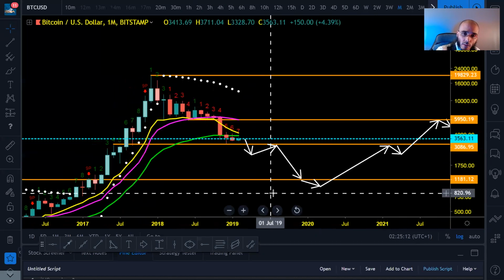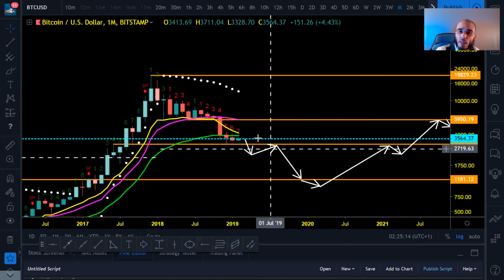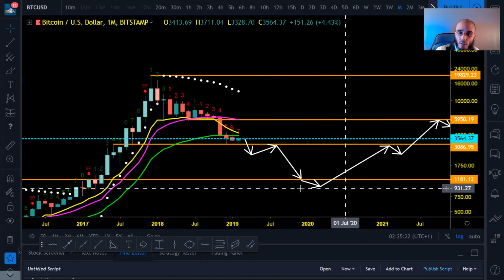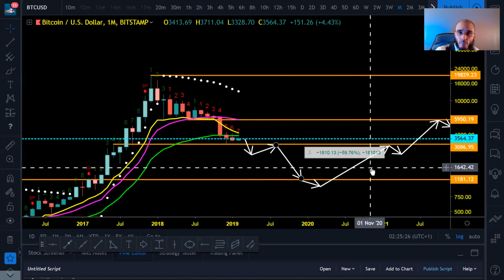I will adjust this outlook as soon as we get new price. So if I see that something completely different happens, I will adjust it and make changes. But for now, that's my outlook.